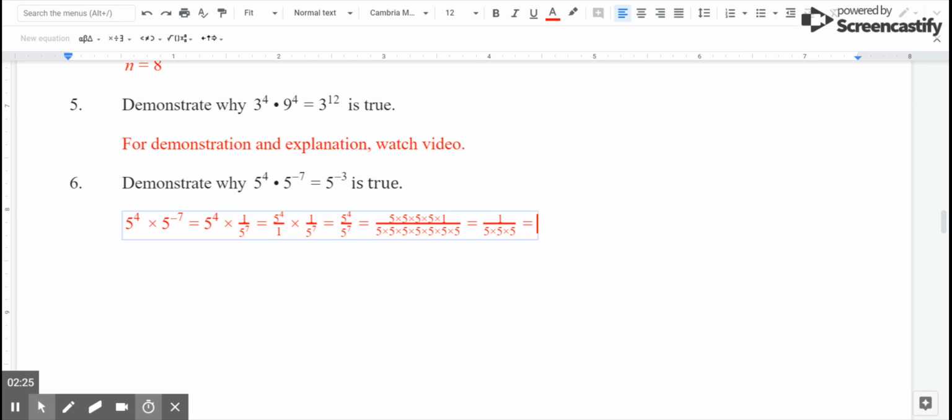This becomes 1 over 5 to the 3rd power if I put it back into exponential notation. And then I know because of my rules of negative powers that this is the same thing as 5 to the negative 3rd. So here's a proof of why 5 to the 4th times 5 to the negative 7 equals 5 to the negative 3rd.